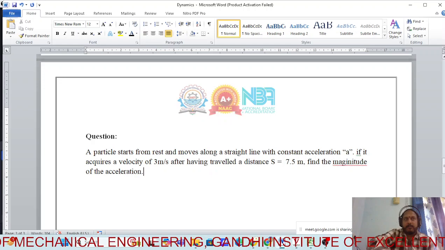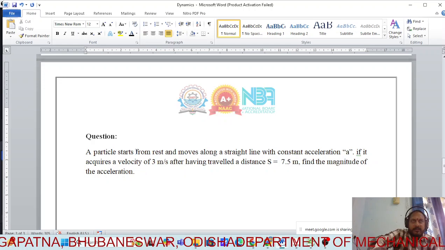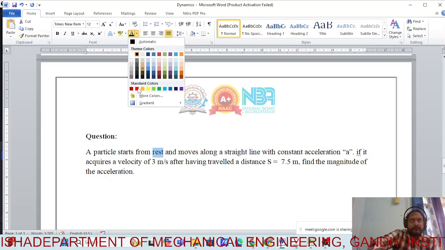So a particle starts from rest and moves along a straight line with constant acceleration a. If it acquires a velocity of 3 meter per second after having traveled a distance of 7.5 meter, find the magnitude of the acceleration. So these are all 2 marks questions. Let us see the question here. A particle is starting from what? From rest. Clear?